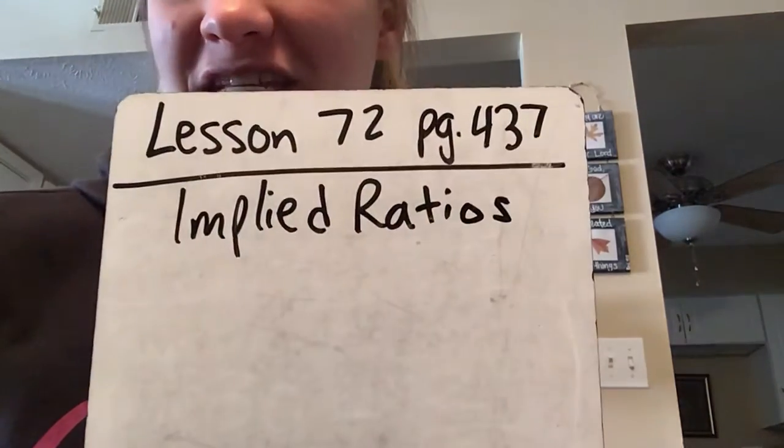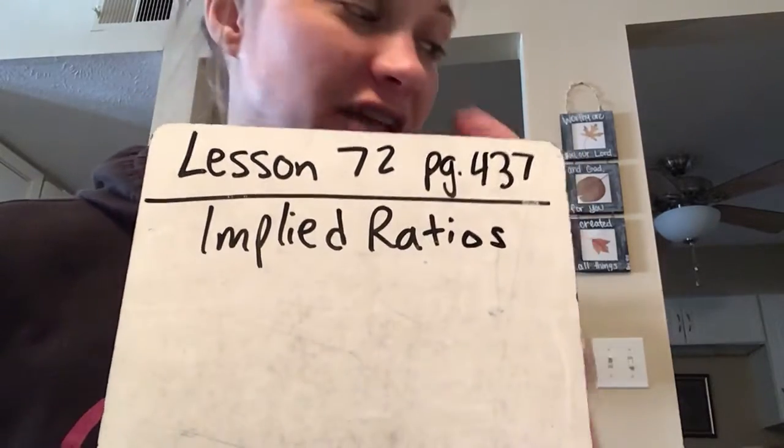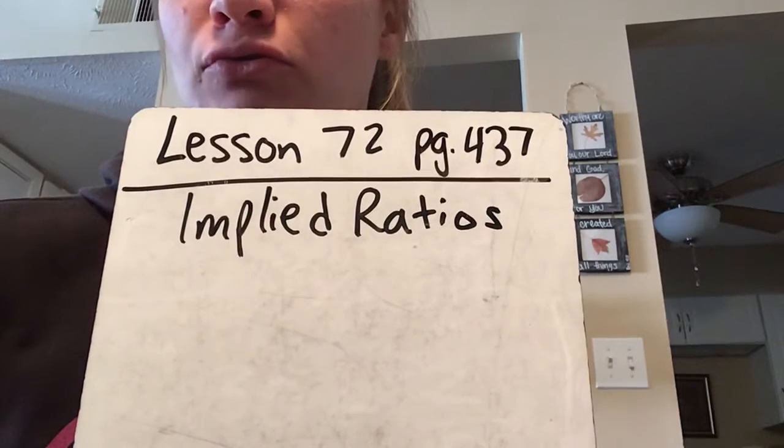Hello and welcome. This is lesson 72, found on page 437. The title of lesson 72 is Implied Ratios.